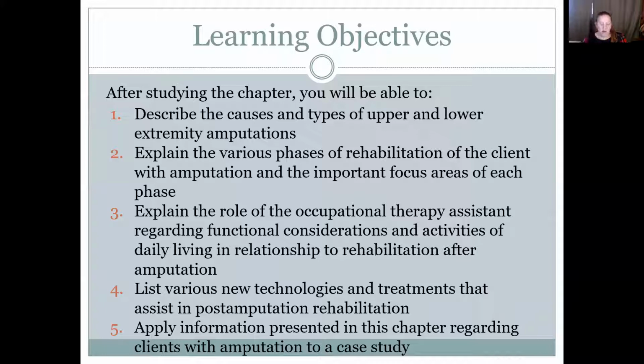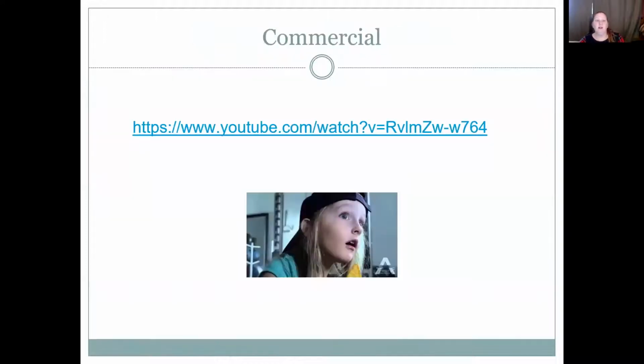Also on this slide, when you look at your notes version, there are terms such as phantom limb pain, phantom limb sensation, etc. So please take a look at the vocabulary with this slide.